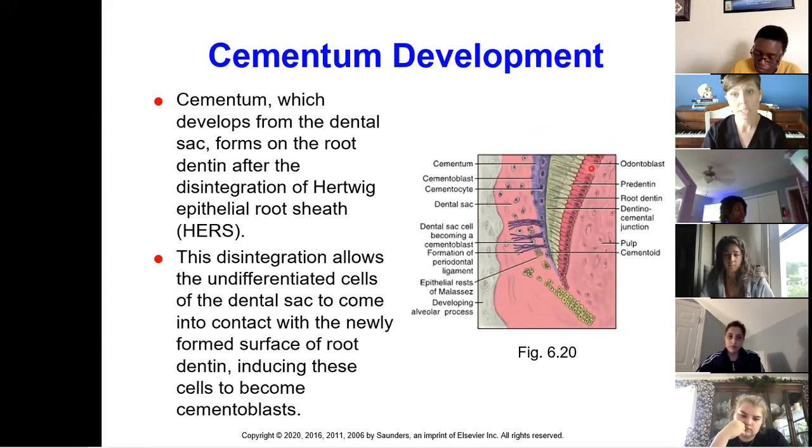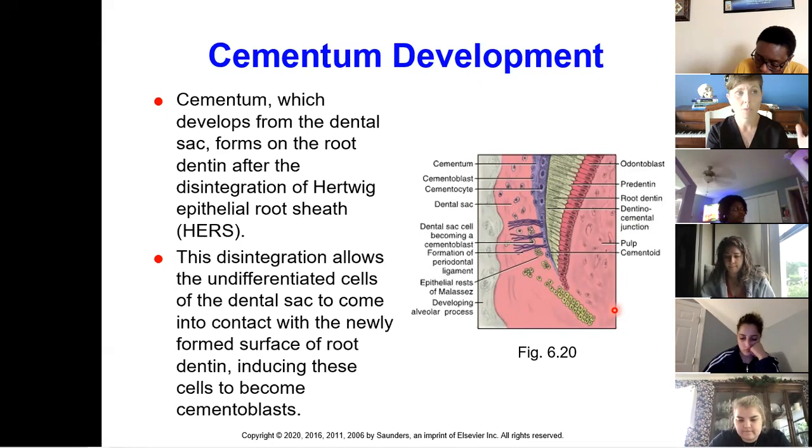Here are your odontoblasts, which are forming the tooth. Here's your predentin, right? And then you have your cementocytes, these little black dots. You have your cementum, which is right here. Your cementoblasts are these little things. And then your dental sac is this big pink part. This disintegration allows the undifferentiated cells of the dental sac to come in contact with the newly formed surface of the root dentin, inducing these cells to become cementoblasts.